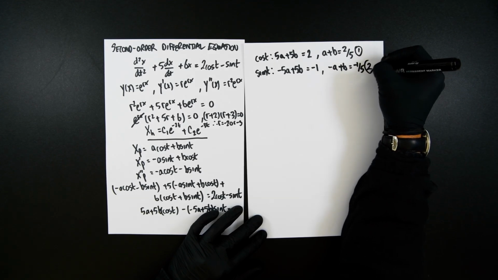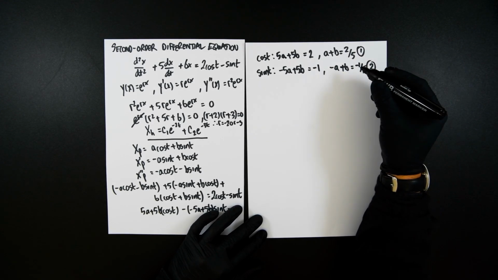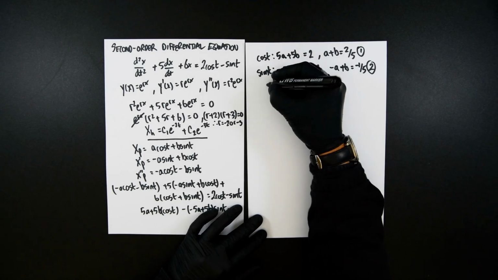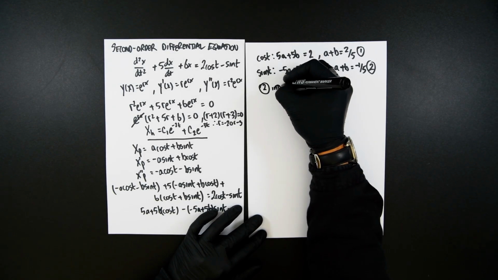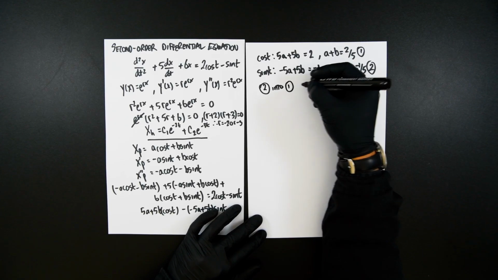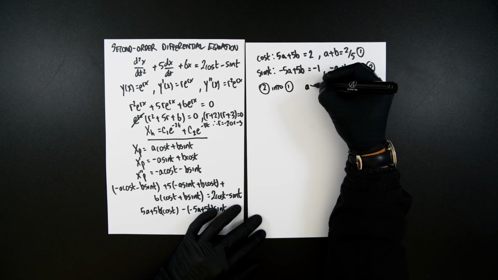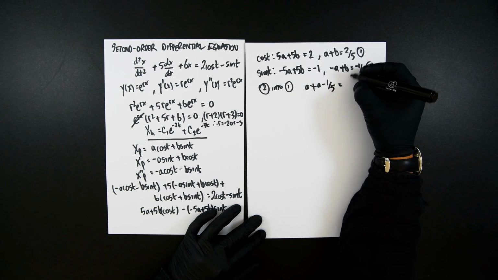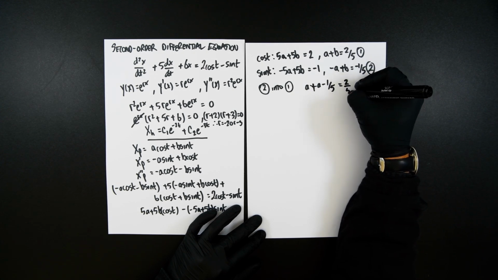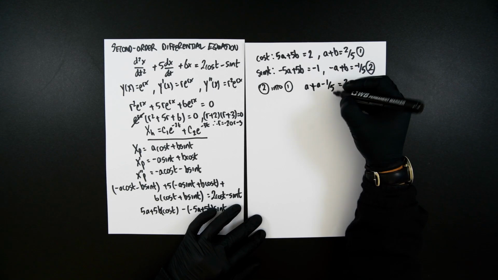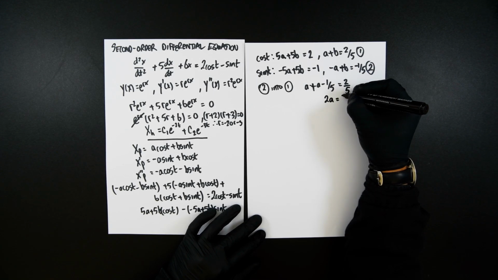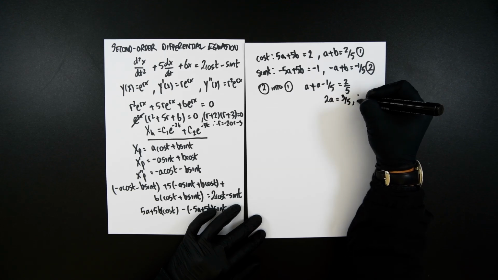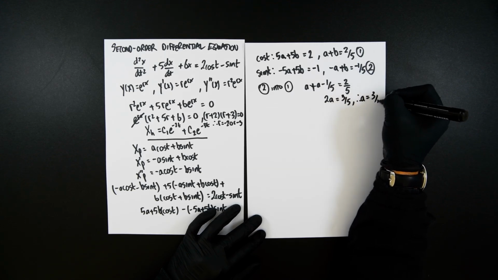This is equation 1, this is equation 2. We can now put 2 into 1. So let's substitute 2 into 1. So you're going to get a plus a minus 1/5 equals 2/5. So that means you're going to have 2a equals 3/5. So therefore a would equal 3/10.